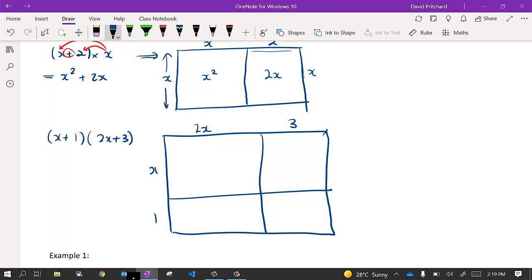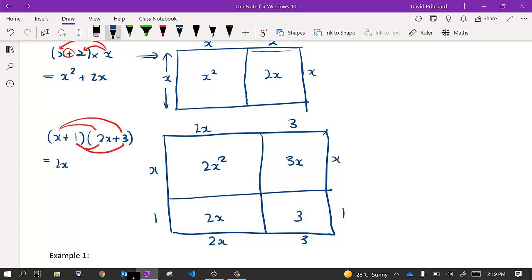So if we look at x times 2x, that gives us 2x squared. x times 3, we get 3x. 1 times 2x, we get 2x. And then we've got 1 times 3, which gives us 3. So you can see that this has allowed us to look at each of those expansions: x by 2x, x by 3, 1 by 2x, 1 by 3. And it's done the same thing as our normal distributive law, but with a much easier visual representation.